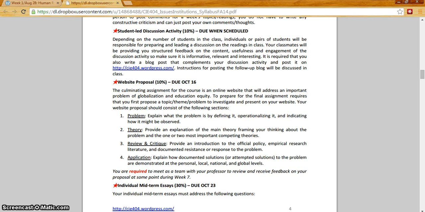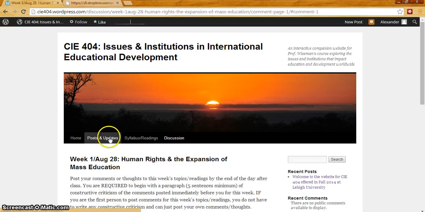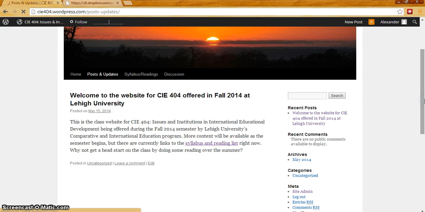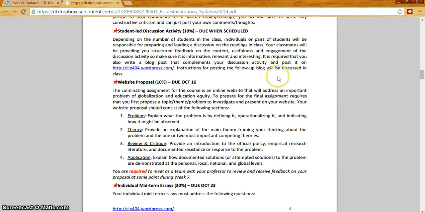It's required that you also write a blog post that complements your discussion activity and post it on CIE404.wordpress.com in the posts and updates section, right? You will have an opportunity to post your own thing here. What I recommend you do is that you post the blog rather than a follow-up blog. Think of it as a pre-discussion blog. I would post a blog that outlines what you're going to do for your discussion activity.